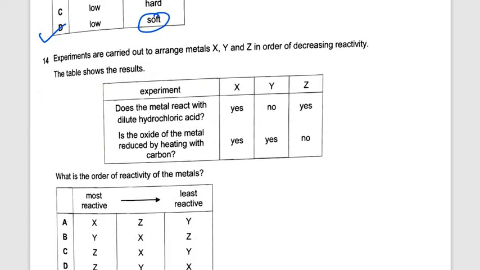Now question number 15, an experiment carried out arranging the metals. This is a repeated question in all O level papers. You can see this question in 21, in 20, in 18. Every year they ask you this, so this should be very clear. Reactivity is decided based on how fast you can lose or gain the electron.